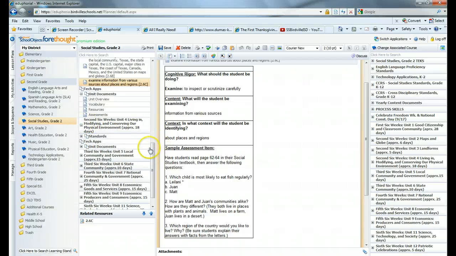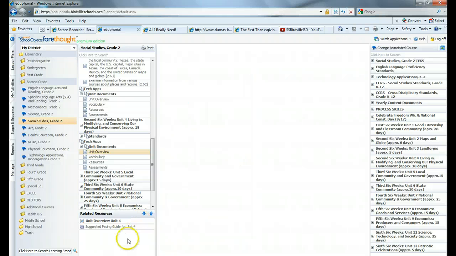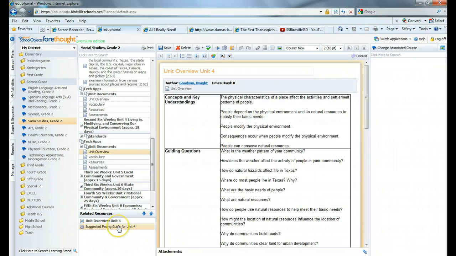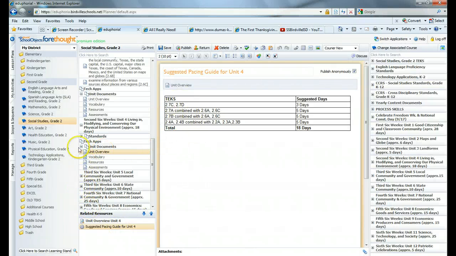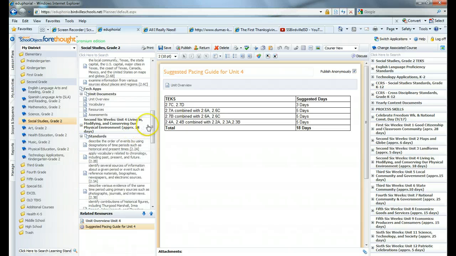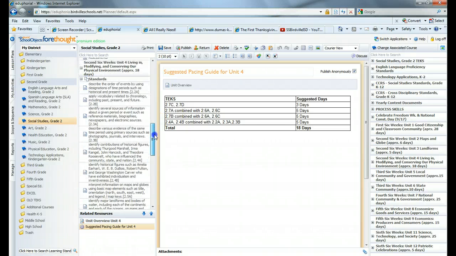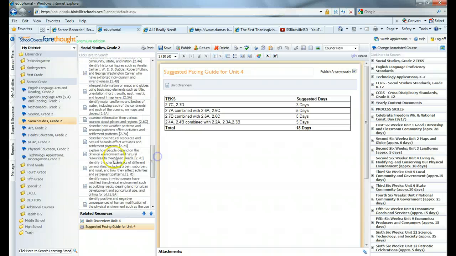Now we're looking at living in, modifying, and conserving our physical environment. And let me show you what we have for this. I've grouped them again in your unit overview in a suggested pacing guide. On that pacing guide, I am going to explain to you why I have put in what I have. 2.7c and 2.7d I have put together. The reason why I have that is, look down here. Explain how people depend on the physical environment and natural resources to meet basic needs, and identify the characteristics of different communities. So first we want to talk about how they depend on your physical environment to meet your needs.